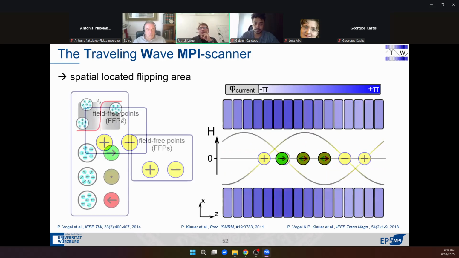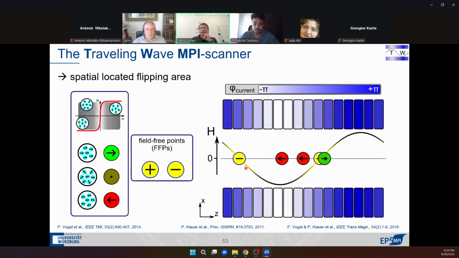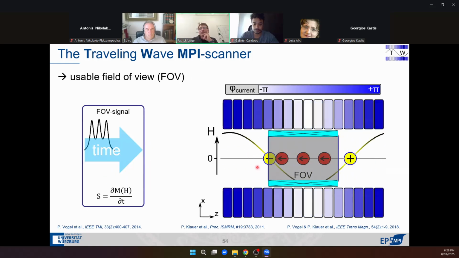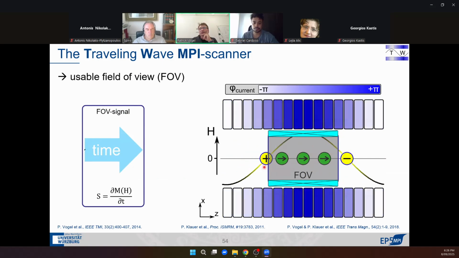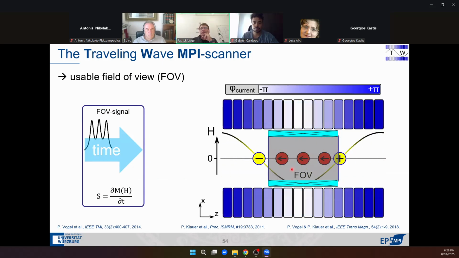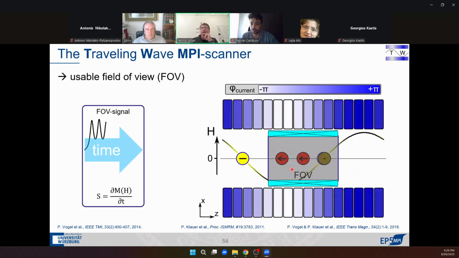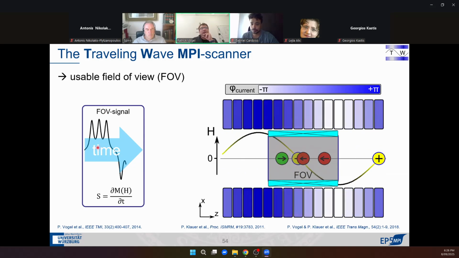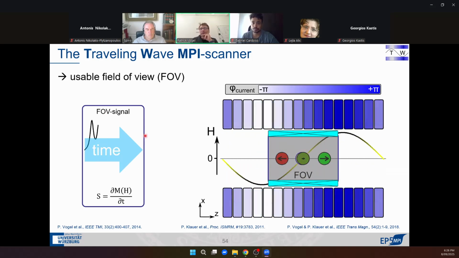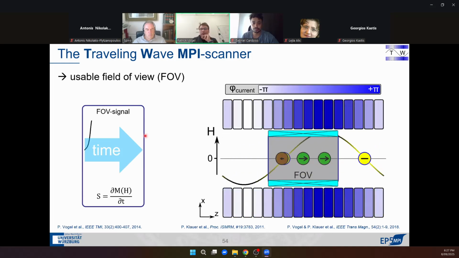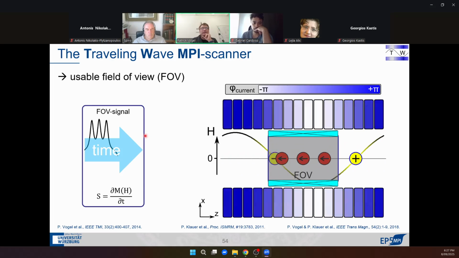And again, by adding a receive coil, you can see every time one of the field-free points runs through an ensemble, then the magnetization flips from the one side to the other side. And each flipping will produce a peak in the receive coil. And voila, we now have 1D encoding in our scanner.